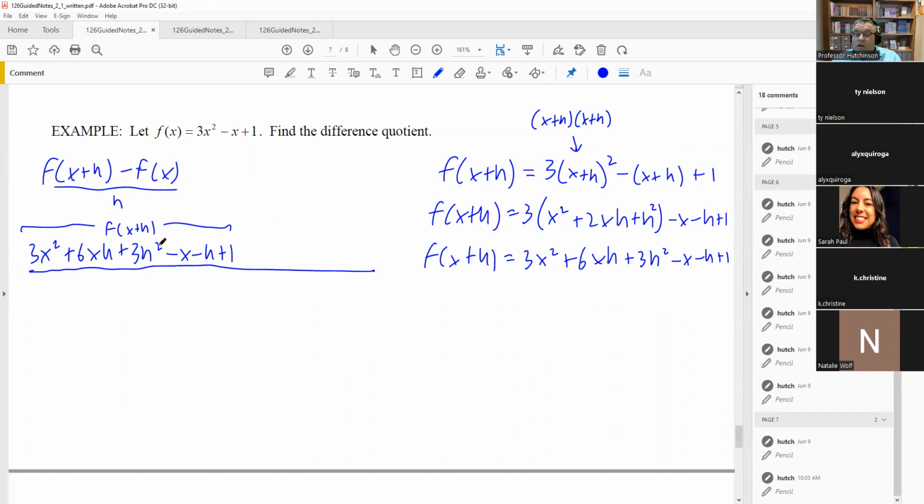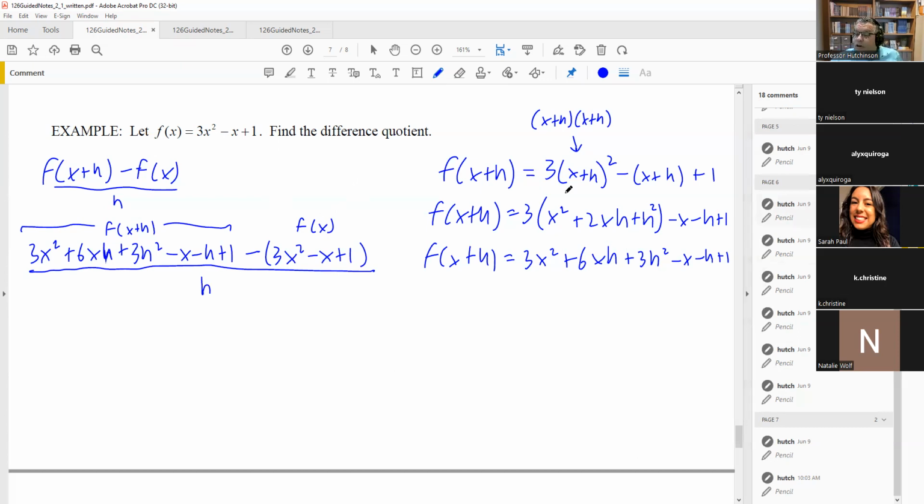So all this is f of x plus h. This is an h right here. Okay. Then I have a minus sign because that's part of the difference quotient formula. And then I want to put the f of x in exactly as is. So 3x squared minus x plus 1. This is the f of x. All that is over h. So now you can see exactly what's being put into this formula.